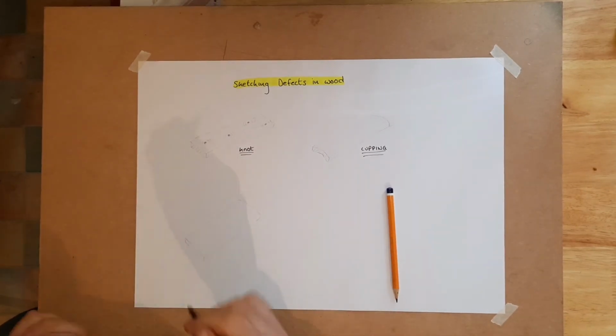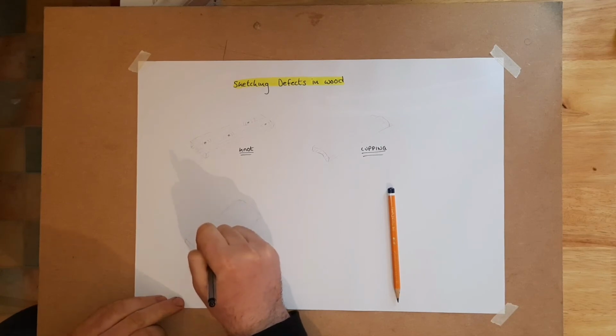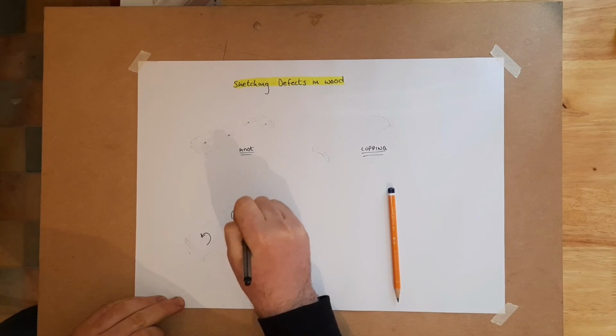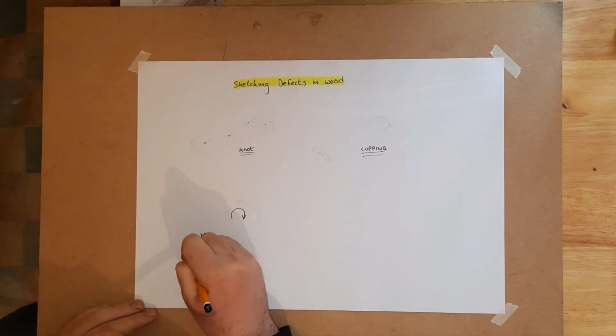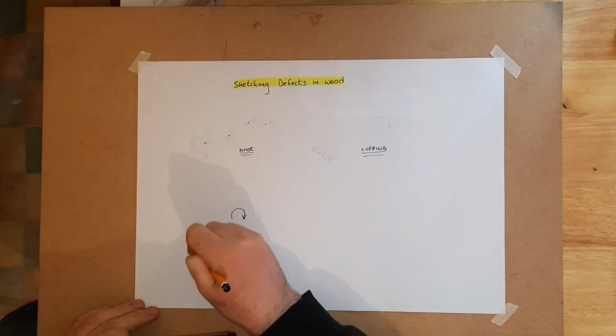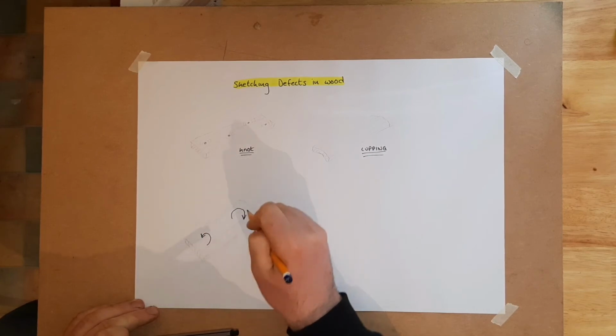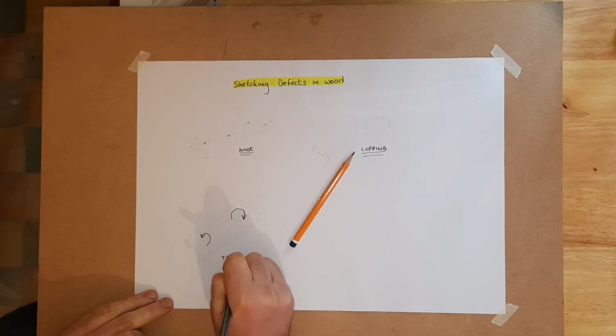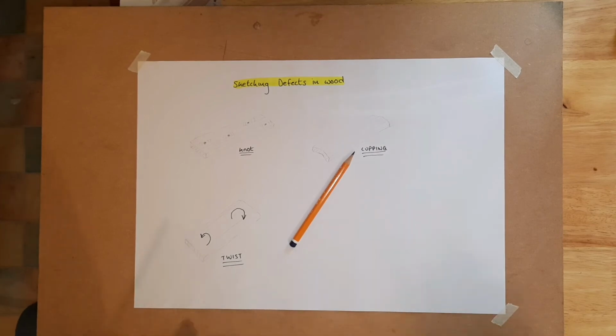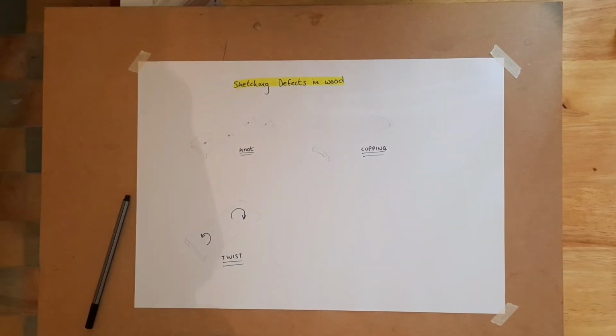So we can draw arrows that our board is going in different directions. As I said before, it's also very important just to prove where our end grain is and our grain in our timber. So there's our twist. And a knot, cupping and twisting are the most common defects.